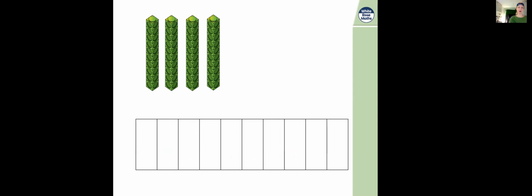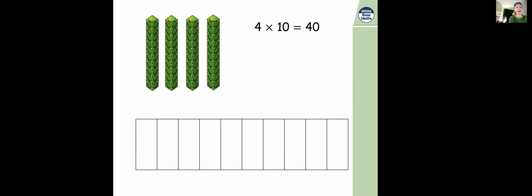I'm guessing at this point in the show, you've got a pretty good idea about what's going to happen next. How many stacks of cubes do we have? 1, 2, 3, 4. How many cubes are in each stack? 10. How many cubes do we have altogether? 4 times 10 equals, well done, 4 lots of 10 is 40. 4 times 10 is 40.